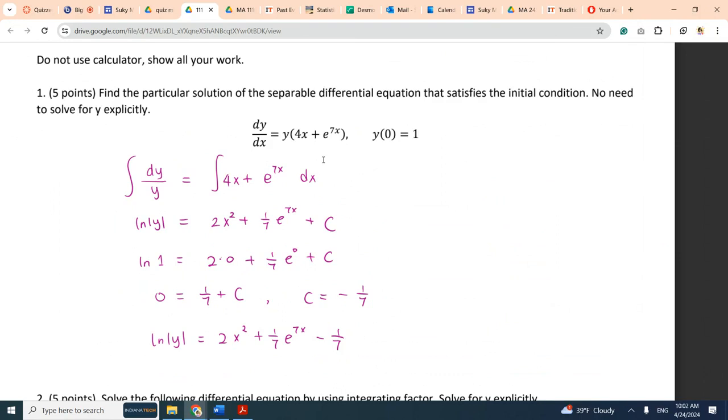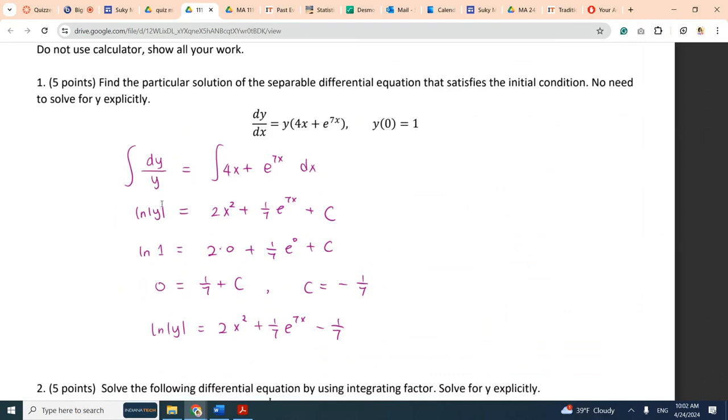And then we want to move all the y to the left. By moving, we mean multiply or divide. In this case, we divided by y on both sides, and we multiply by dx on both sides, right? And then we integrate 1 over y. Integral is natural log of the absolute value of y. And then we plug in the initial condition. We get c is negative 1 over 7. So then you just rewrite your solution.